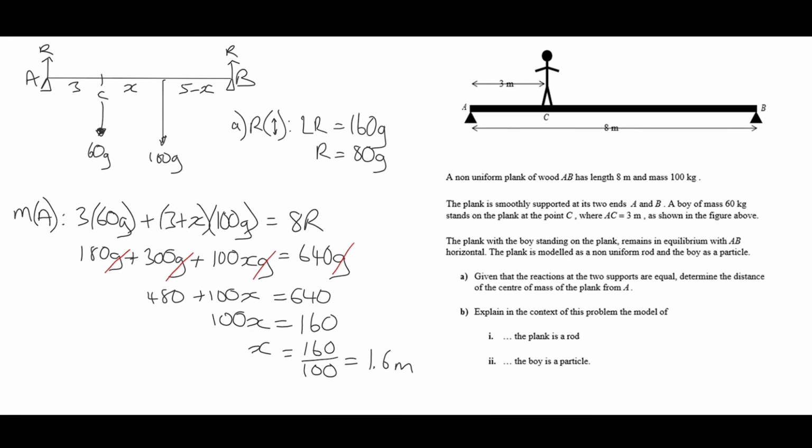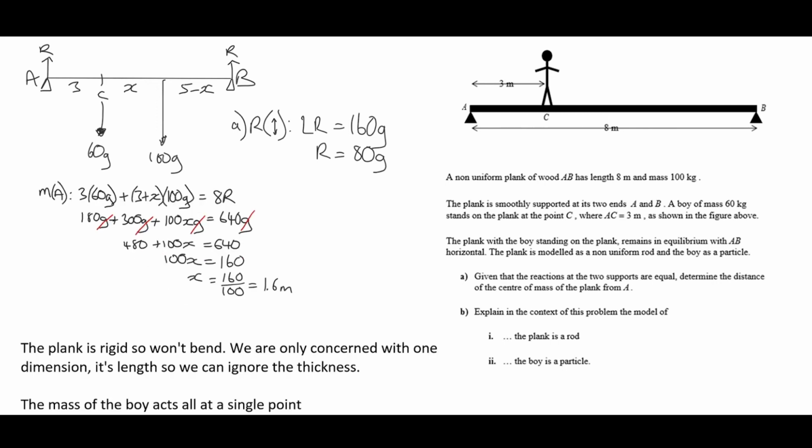Part B of the question asks to explain, in the context of the problem, the model of the plank as a rod and the model of the boy as a particle. Well, as a rod, that means that the plank is going to be rigid and it's not going to bend. We're not going to consider any situations where it might be bending. Additionally, we're only really interested in one dimension, and that's the length of the plank. We're uninterested in its thickness, we're uninterested in its width. We can ignore all of those things. No need to introduce any complications. Our simplified model only considers the length.